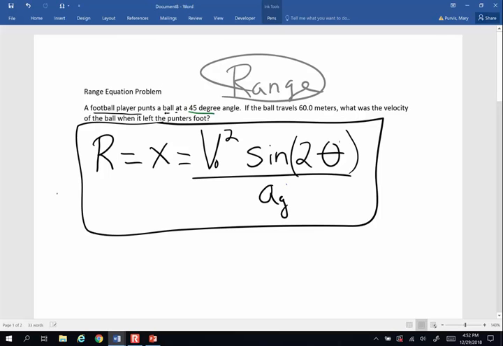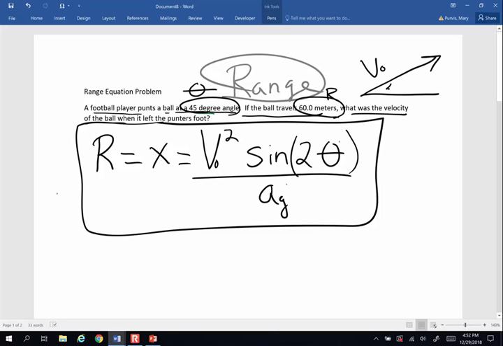A football player punts a ball at a 45-degree angle, so that's going to be my theta, 45. The ball travels 60 meters. That's going to be my range. And I want to know with what velocity the ball left the punter's foot. So I don't know the original velocity that is shot off at this 45-degree angle. So let's go ahead and do some algebra. I want to solve for V.